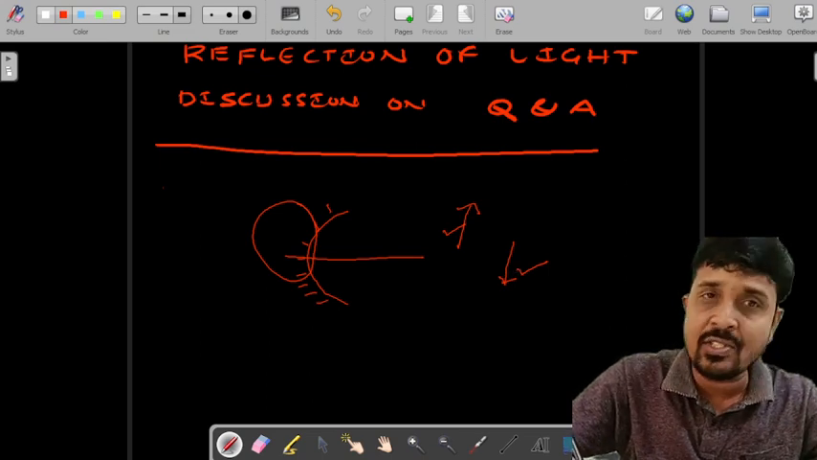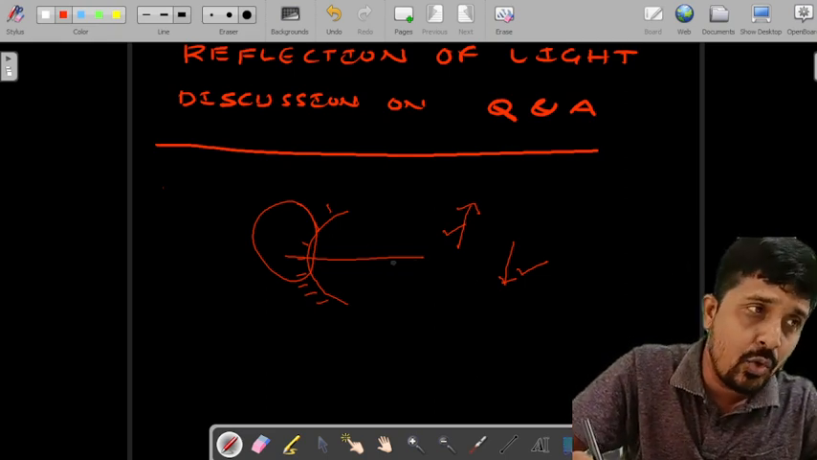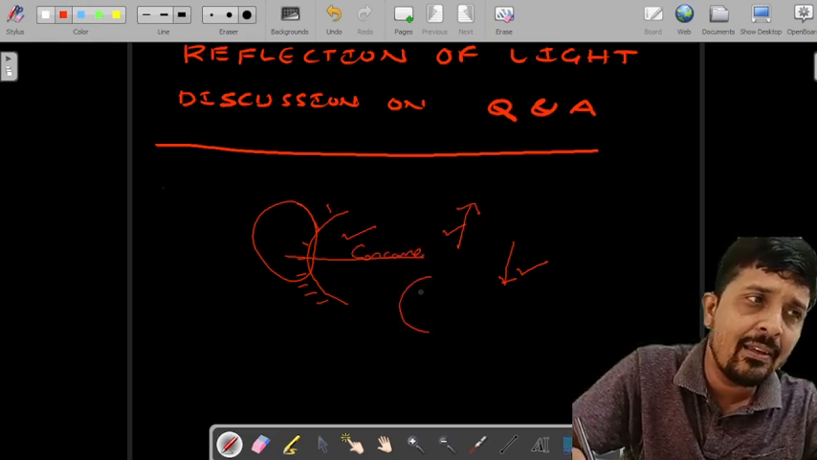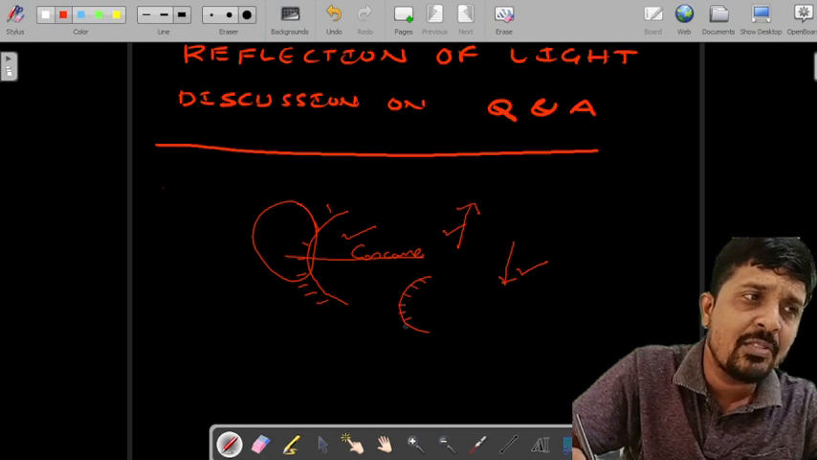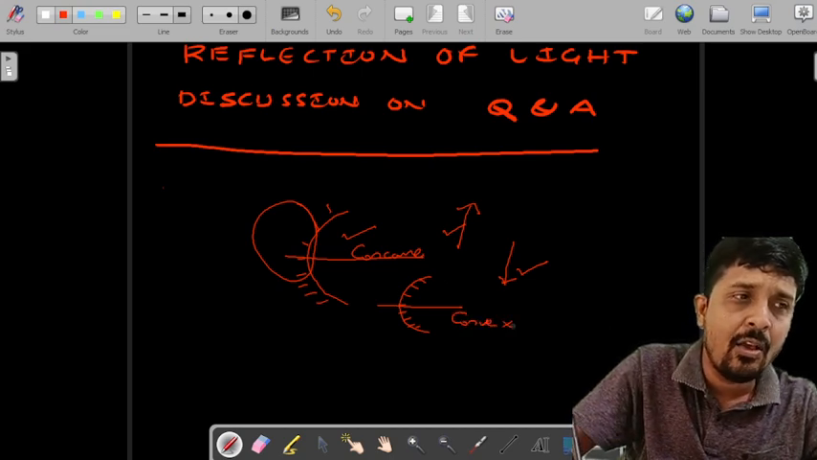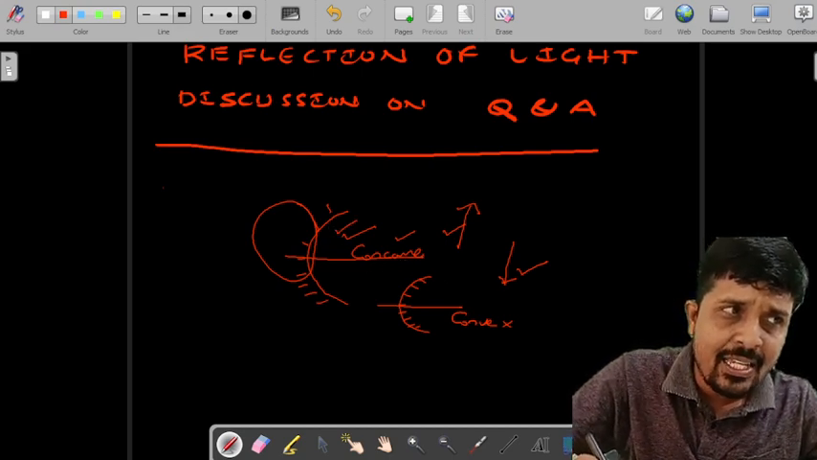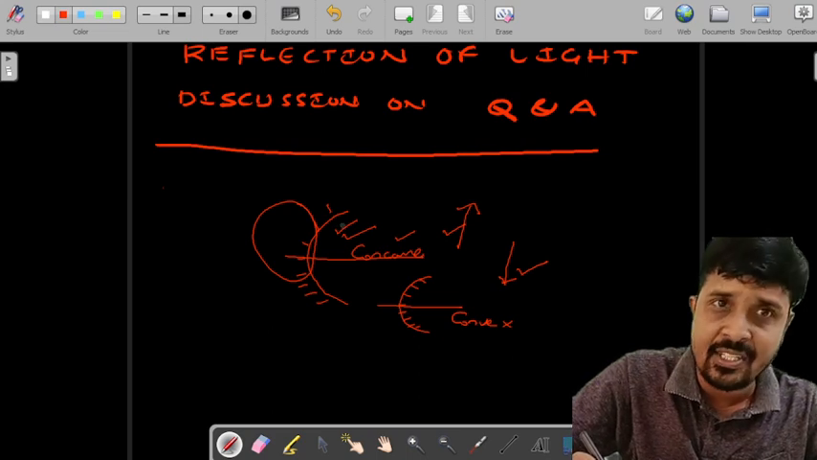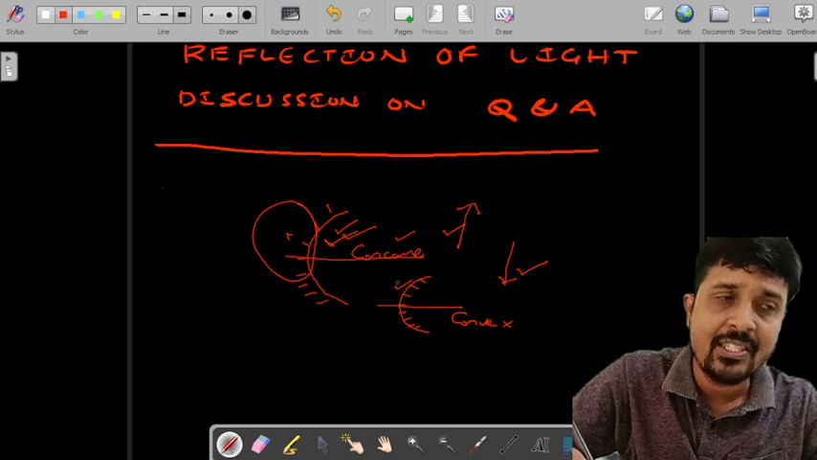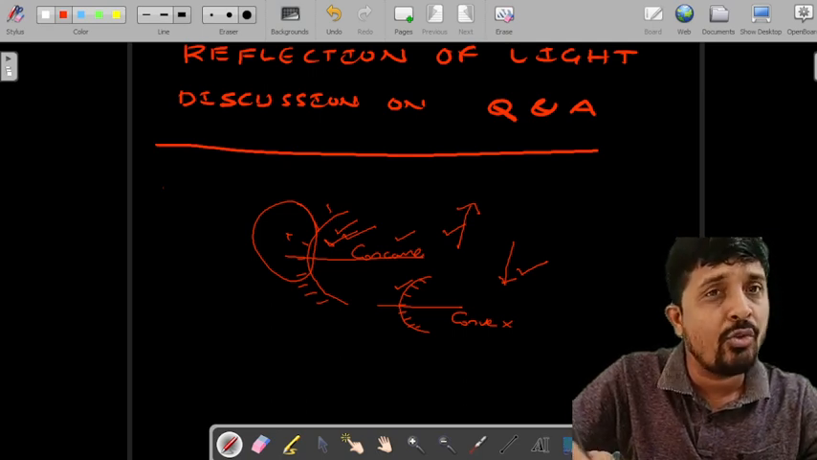Now we will skip to the next question, that is, distinguish between concave and convex mirrors. Okay, so you know this is a concave mirror, and this is a convex mirror. This mirror is called a convex mirror. This is a concave mirror. Now, this mirror is considered as bulged inwards. See, this is bulged inwards and this is bulged outwards. That's why the first difference is, this is a bulged inwards mirror and that is a bulged outwards mirror.